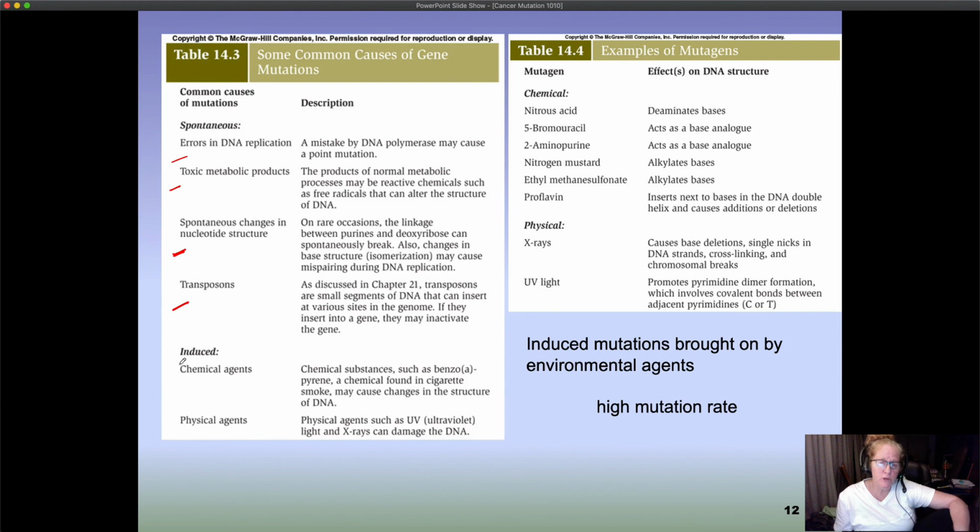Then we have transposons. Now, transposons we haven't really covered yet, but transposons carry out a process known as transposition, and transposons are pieces of DNA that jump from one region of a chromosome to another, or they can jump from one chromosome to another. So they're very similar to insertions and deletions. Then we have induced mutations, right? So up here, these are spontaneous mutations. Then we have induced mutations, and these are things like carcinogens and mutagens, chemicals, physical agents, things that interact with the DNA that we get exposed to.